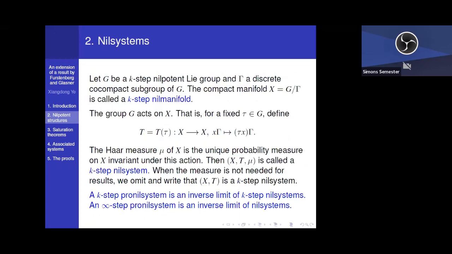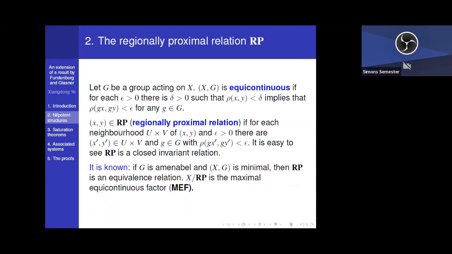Something new here is an infinity step Brownian system. This is an inverse limit of nil systems. Here, a k-step Brownian system is the inverse limit of k-step nil systems. We don't emphasize the nilpotence here. Okay, let me recall what is an equicontinuous system.